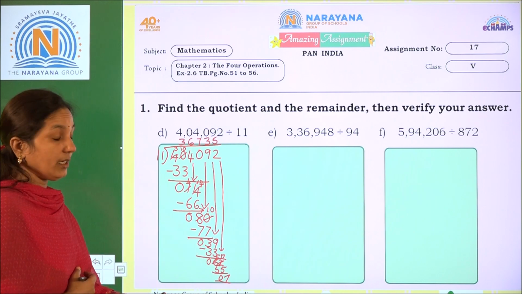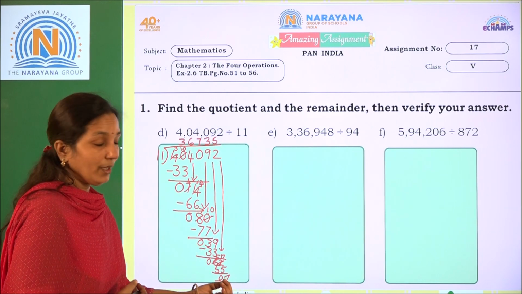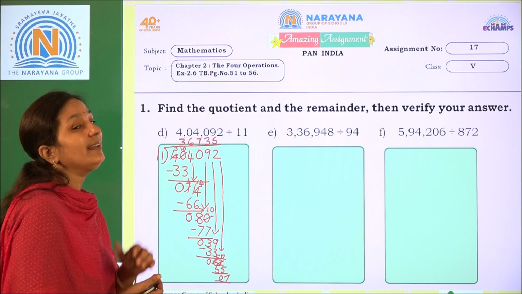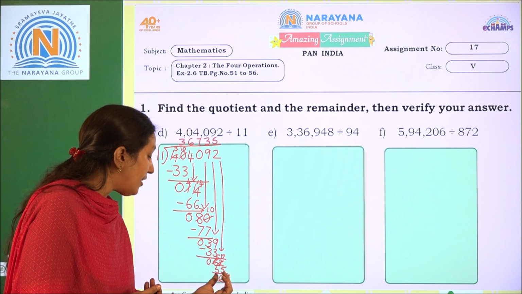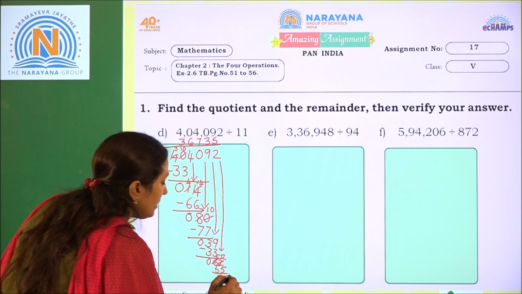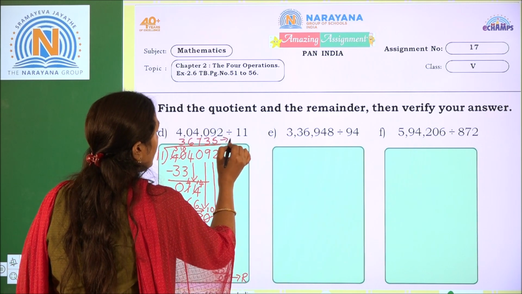Now coming to here, what did you observe? Is there any other number? No. So here 7. 7 is smaller than 11. So the leftover at the end is always the remainder. This will be the remainder. Now this is the quotient.